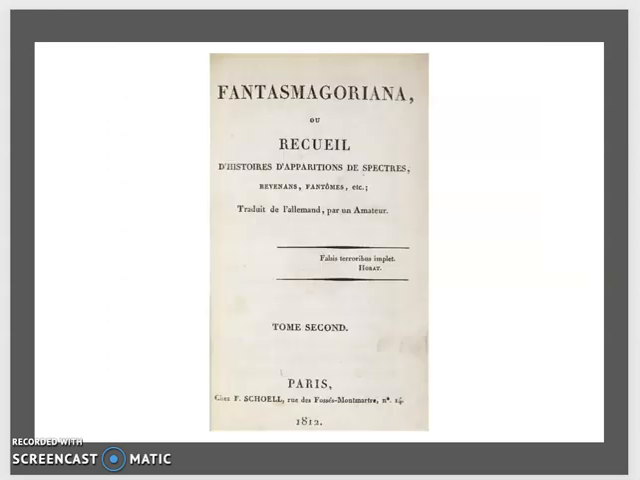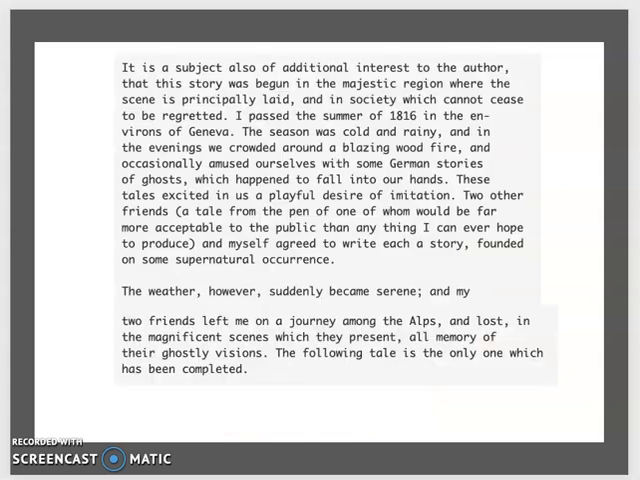There's some discussion about this being the book that he's referencing. So just have fun with that word and go around the house today and say it periodically. Phantasmagoriana. You can make it like a spell, I guess, if you want. But anyhow, have fun with that. Where were we? Okay. These tales excited in us a playful desire of imitation.